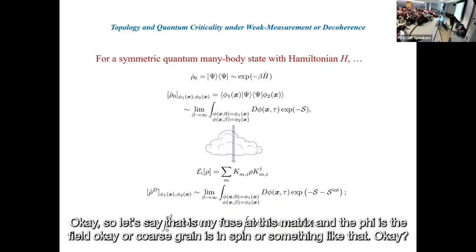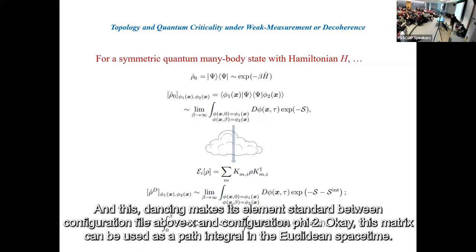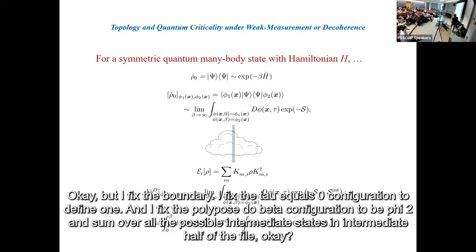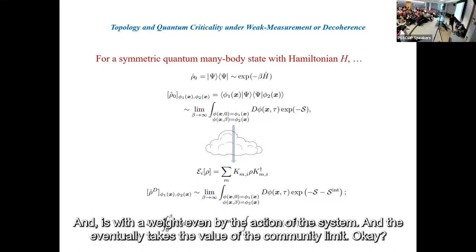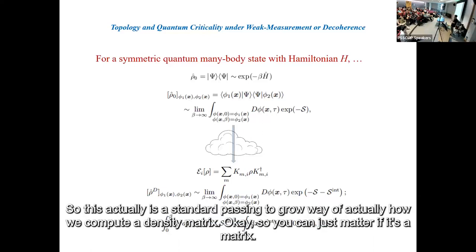Let's say this is my pure state density matrix, and phi is some field, or a coarse-grained Ising spin or something like that. This density matrix element, sandwiched between configuration phi 1 and configuration phi 2, can be viewed as a path integral in Euclidean space-time. But I fix the boundary. I fix the tau equals 0 configuration to be phi 1, and the tau equals beta configuration to be phi 2, and I sum over all the possible intermediate paths of phi, with the weight given by the action of the system, and I eventually take the beta to infinity limit. So this is the standard path integral way of computing a density matrix.